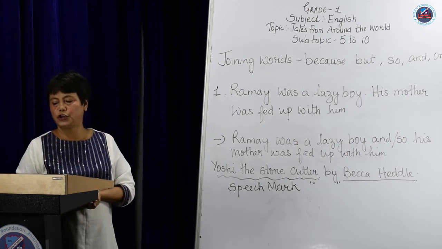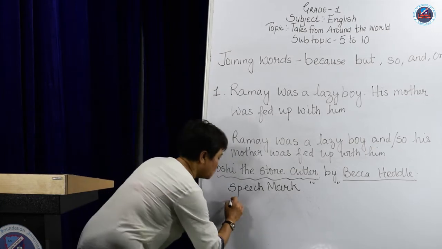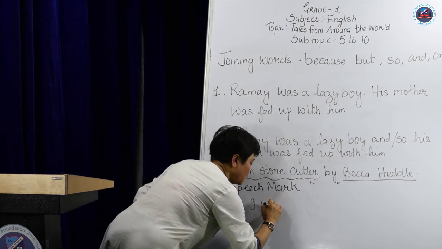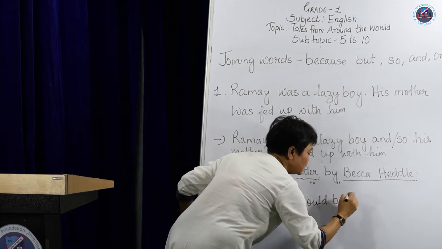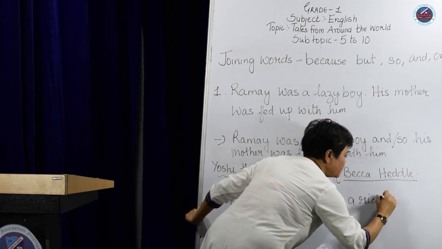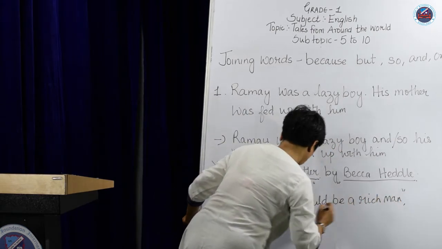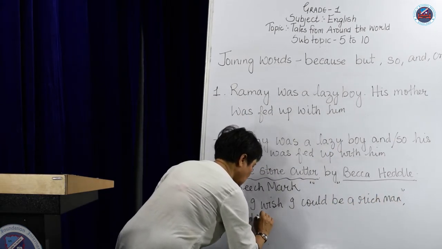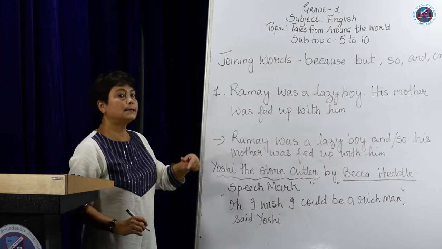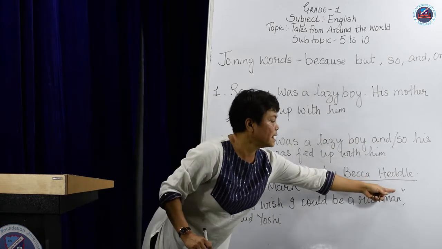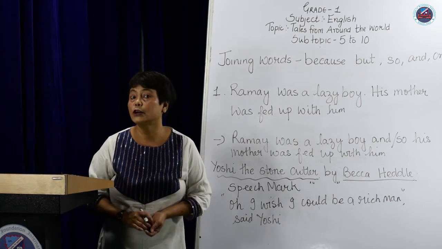Like, oh, I wish I could be a rich man. Who said this word? Yoshi said this word. Okay? Open inverted comma, oh, I wish I could be a rich man, close inverted comma, said Yoshi. These are called speech marks. When a person starts speaking and when a person stops, there should be a speech mark. Oh, I wish I could be a rich man, said Yoshi.